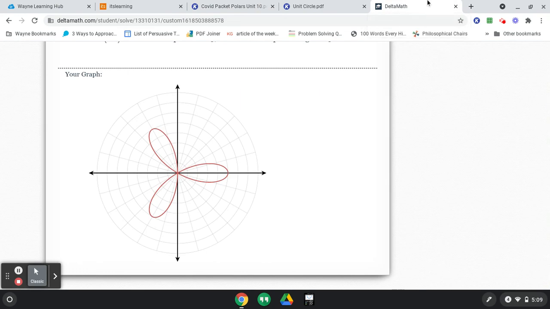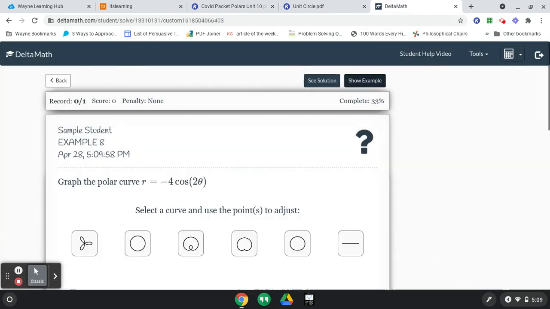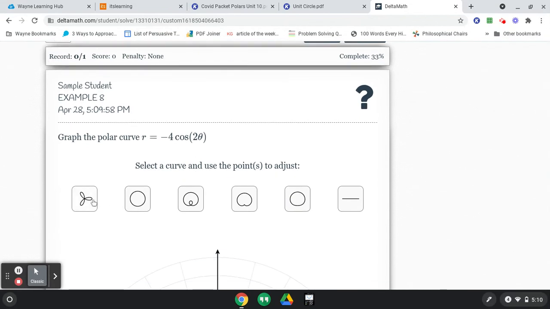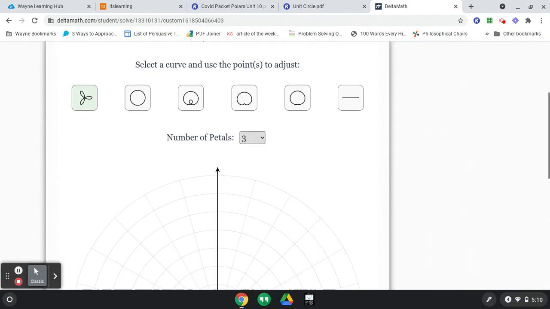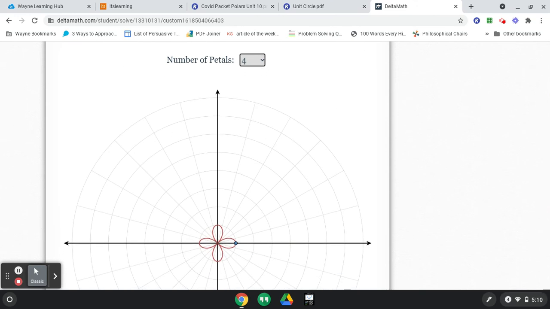Let's go over to our problem on Delta. You can click next section. It should take us to example number 8, where we have negative 4 cosine 2 theta. We'll select our rose. We'll change our number of petals to 4 petals. You can see it change at the bottom in our graph. And then we'll take our point. We're going to have to bring it out to 4 and in the direction of pi over 2.